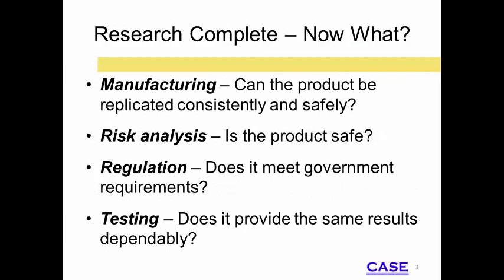Moving a new discovery from research into production requires a great deal of time, testing, and trials. There are many phases to test the reliability of the products and the possible effects it may have when produced. Critical stages include manufacturing, risk analysis, regulation, and testing.